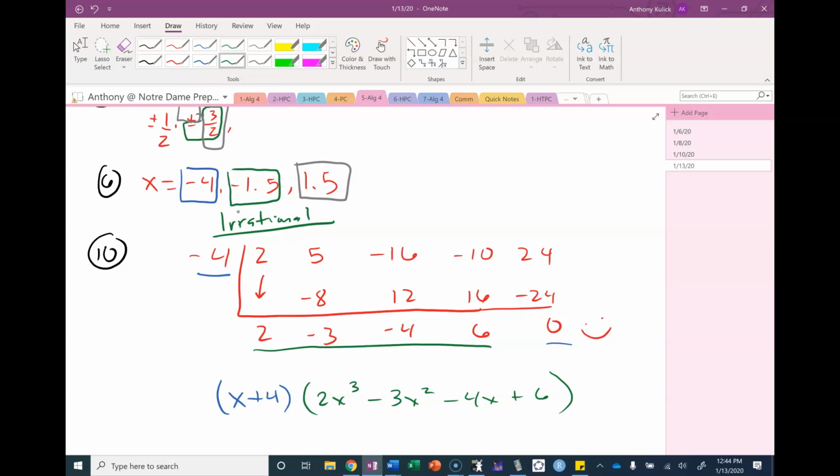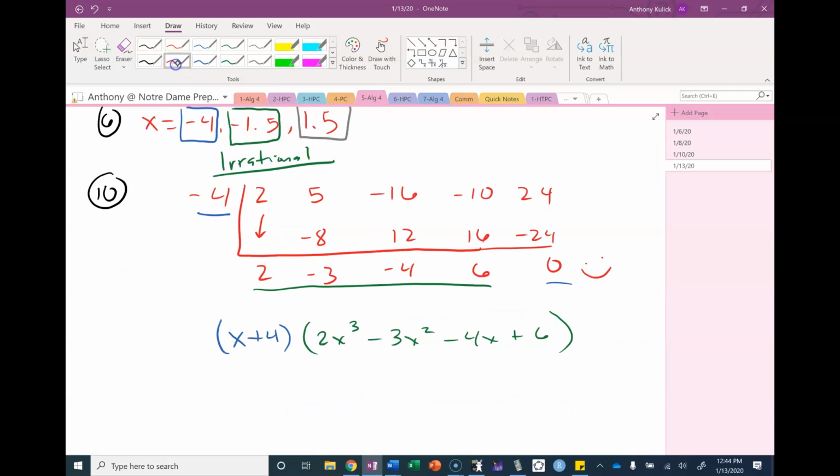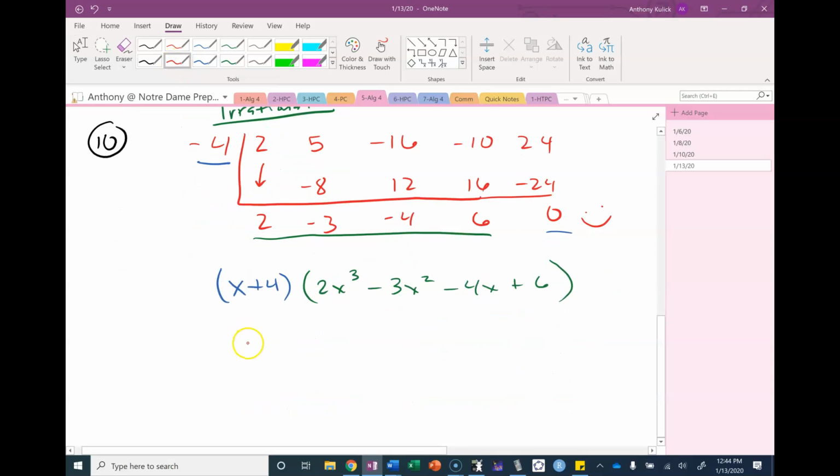So if it doesn't work, what can you do? You can try the other one and try the synthetic division over again with positive 1.5. That should have worked. Alternatively, you could have also factored that by grouping. But let's use the positive 1.5.